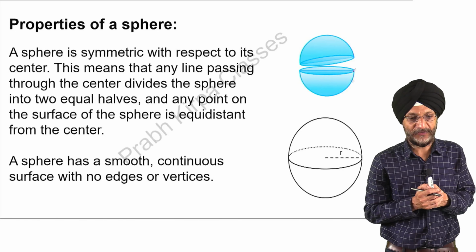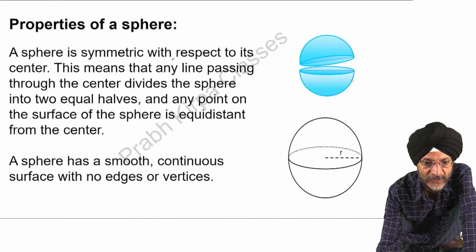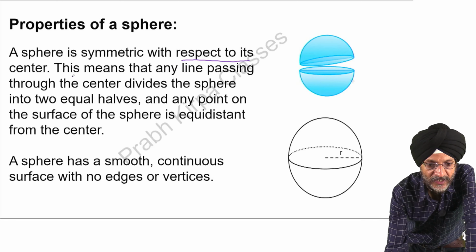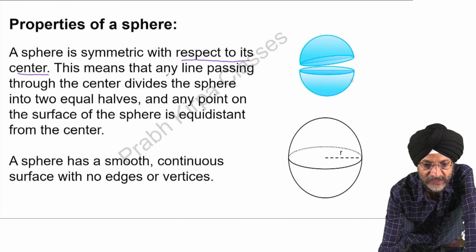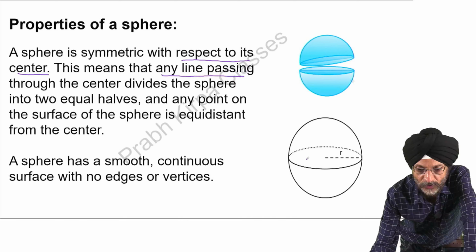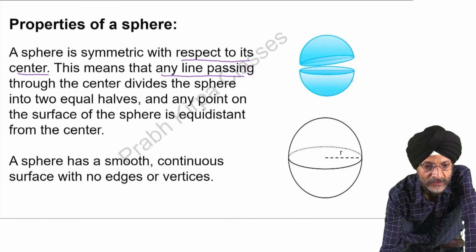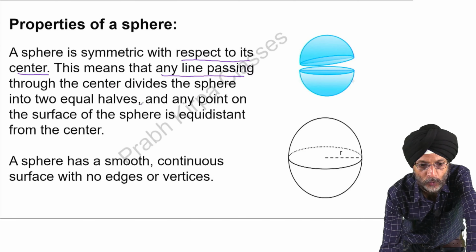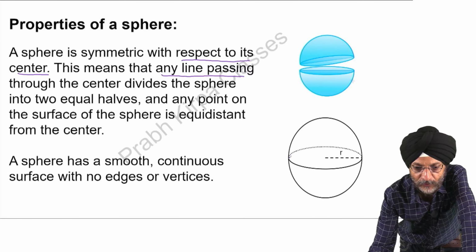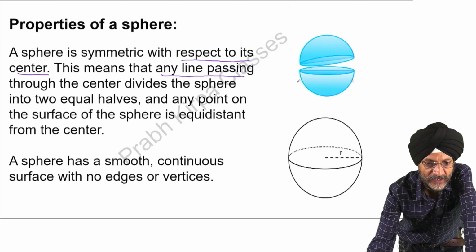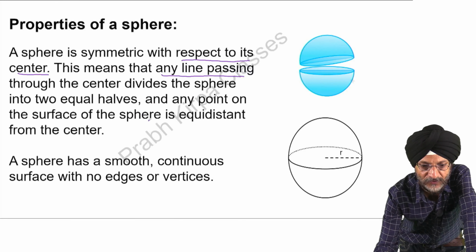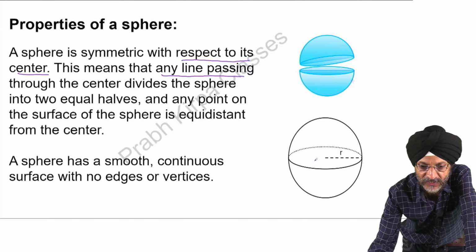Now the properties of a sphere. A sphere is symmetric with respect to its center. It means that any line passing through the center, suppose a line is passing through here, divides the sphere into two equal halves. You can see that if we cross a line through the center, it will divide this sphere into two equal halves, and any point on the surface of the sphere is equidistant from the center.